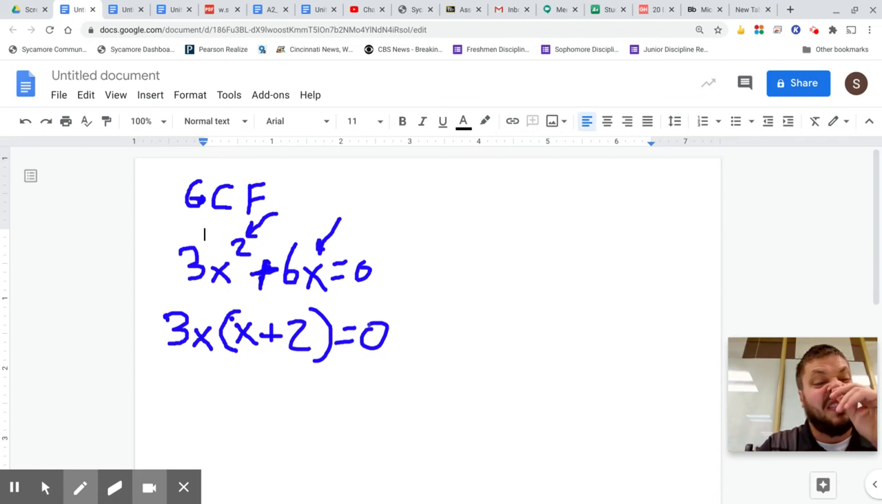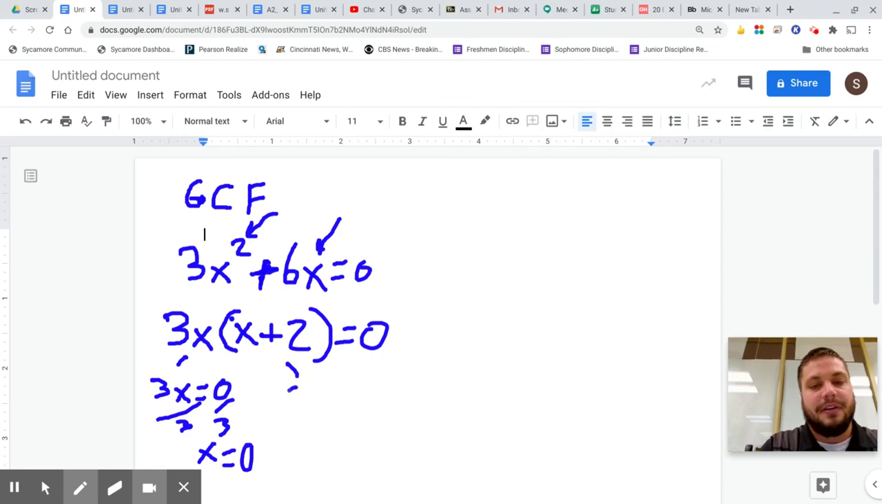Okay, now I still, in this case, use the zero product property to set the first factor, 3x, equal to 0. When I divide by 3, I get an answer of 0. Set my x plus 2 equal to 0, minus 2, to get that x equals negative 2.